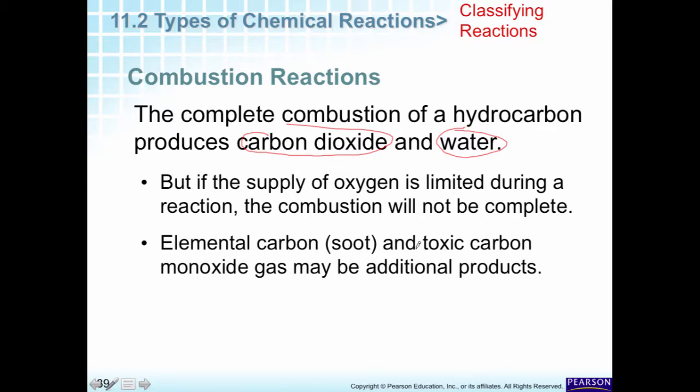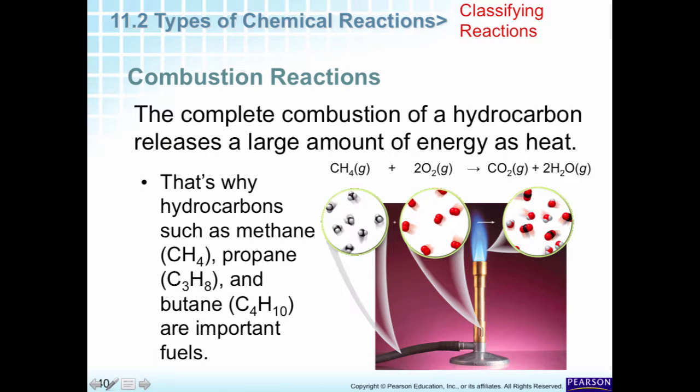Now, sometimes if you don't have a lot of oxygen, it won't make carbon dioxide. It might make carbon monoxide, which is not good for us to breathe. Or you might just make carbon. Those are other possibilities for incomplete combustion. Usually we get a large amount of heat.